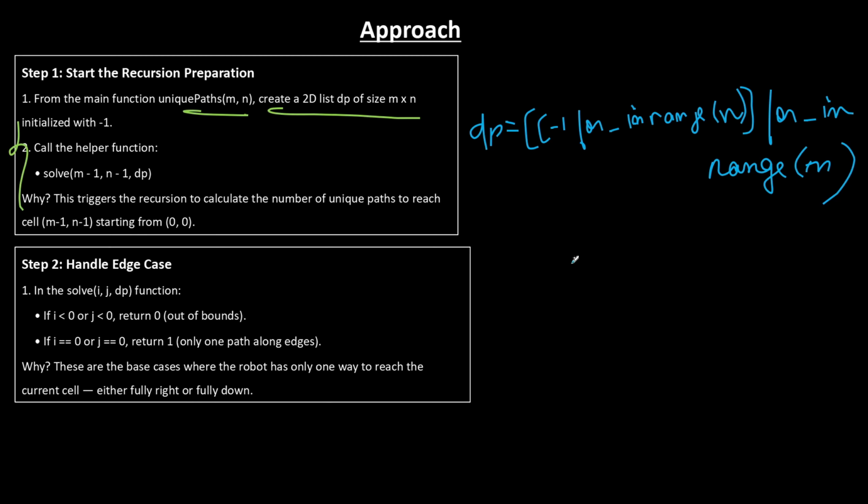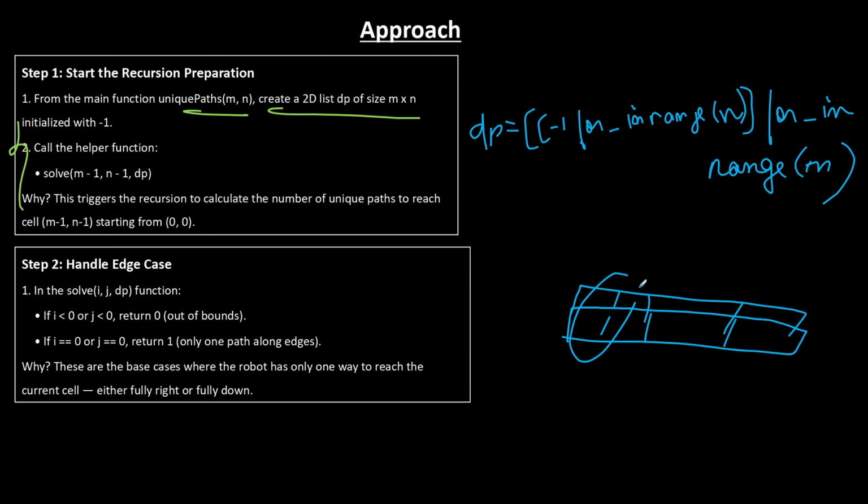m is the number of rows, and n is the number of columns. So this is the inner part. Suppose n is 3, so it will create it like this, and m is supposed to be 2, so it will be added this way. So this will get filled for m, and this will get filled for n. This is how the DP will be created.